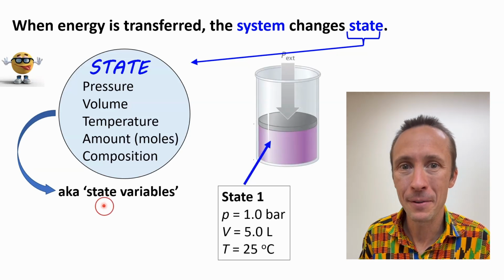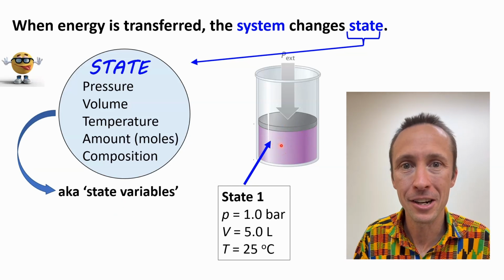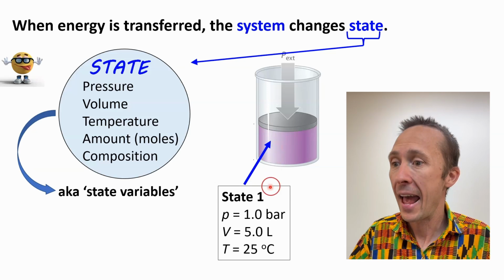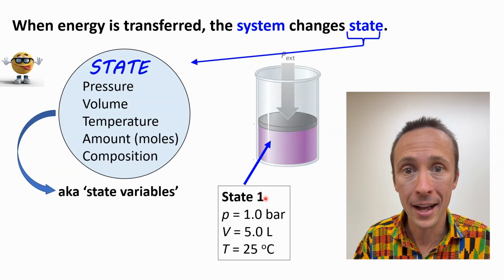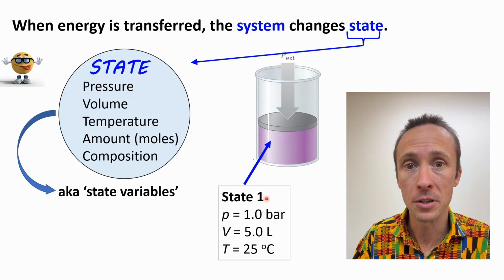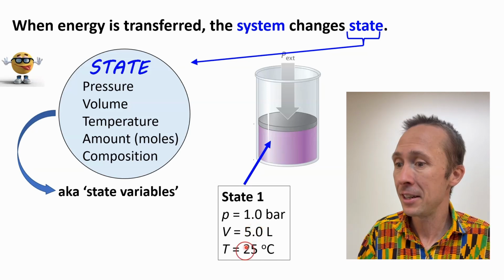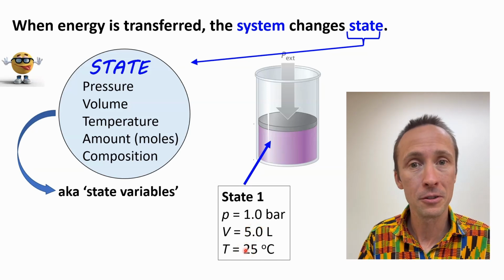So for example, let's say we have a gas, some purple gas in this container right here, and we'll say it's in state 1. And its state 1 is defined by the value of the state variables. So it's defined by the pressure, which is 1 bar, the volume, which is 5 liters, and the temperature, which is 25 degrees Celsius.